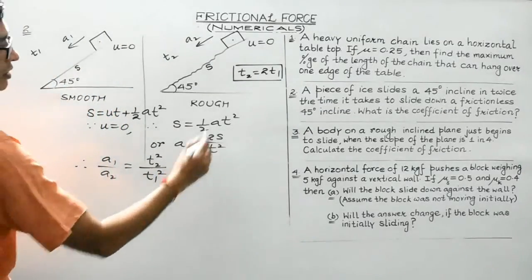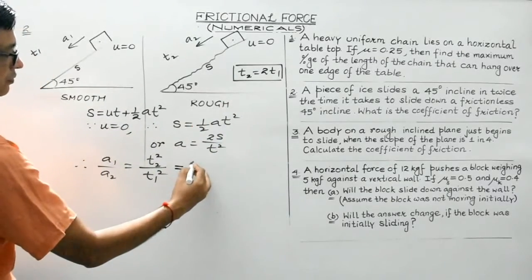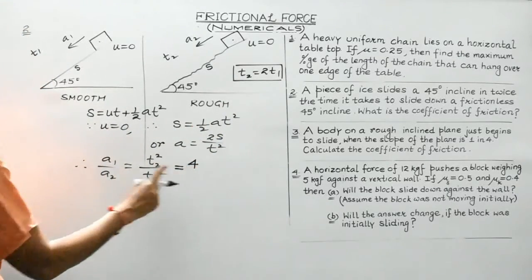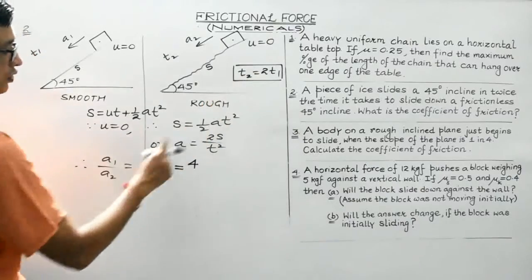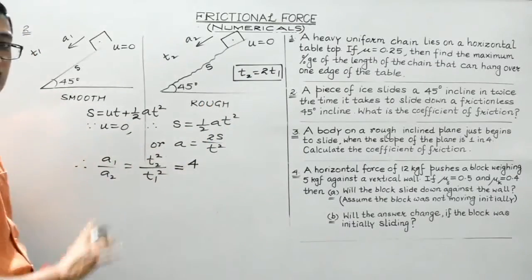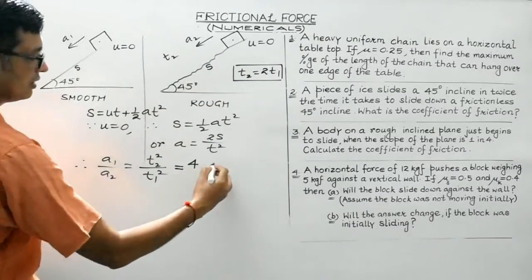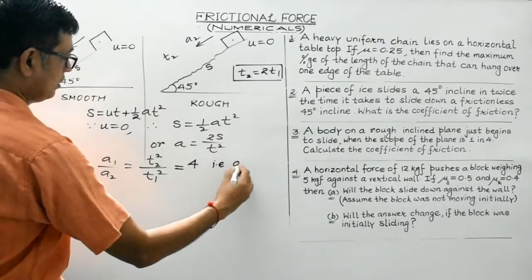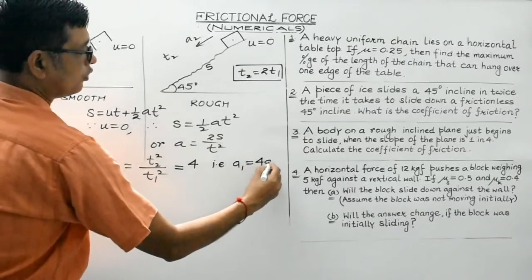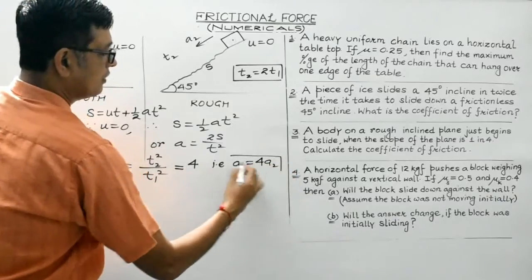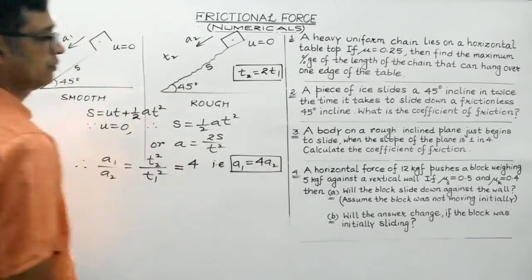So what we get? T2 equals twice T1. So T2 squared by T1 squared will be equal to 4. Substitute the value of T2 as twice T1, so its square would become 4 T1 squared by T1 squared, so we will be left with 4. That is, A1 is equal to 4A2. Right? This is to be used.